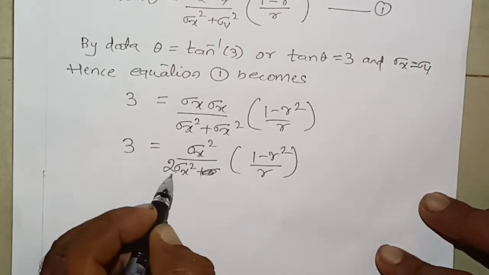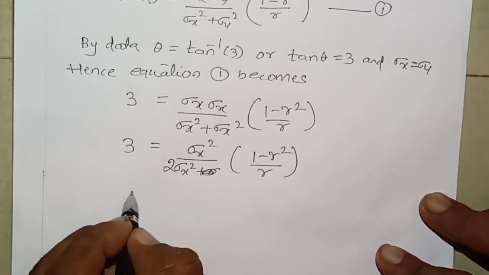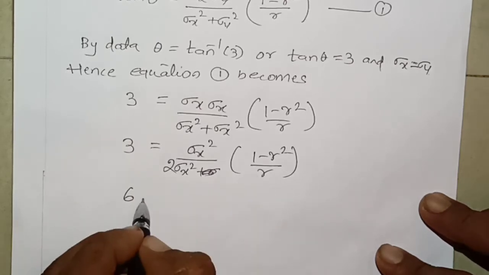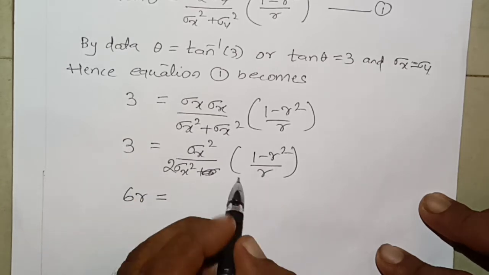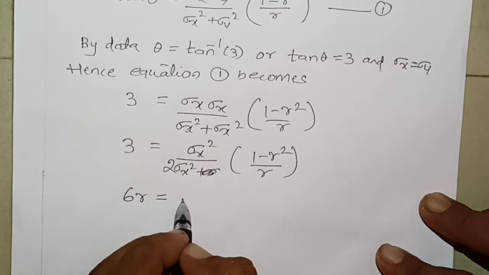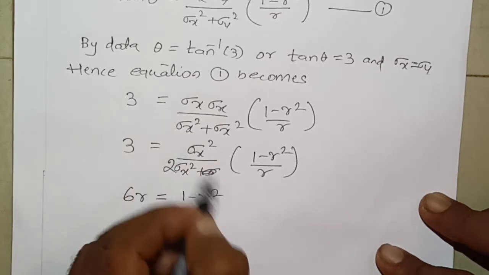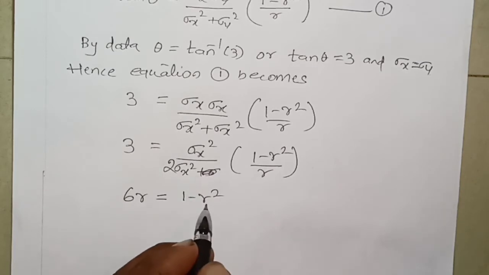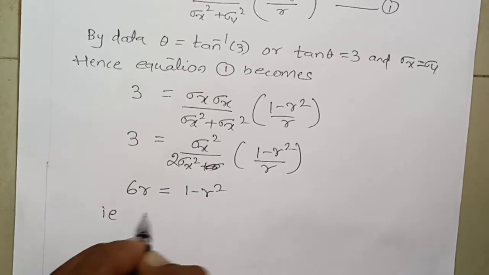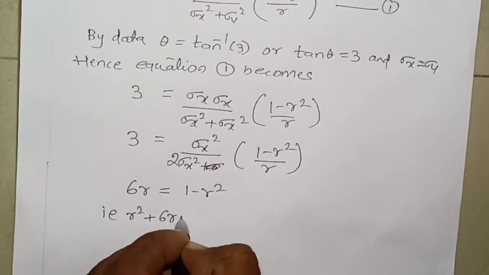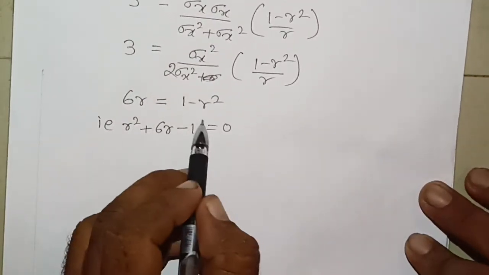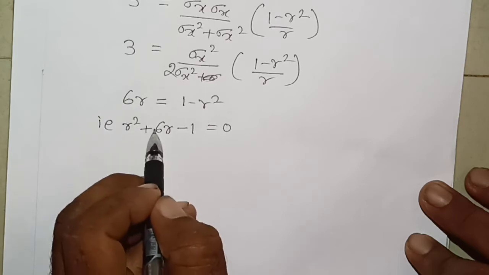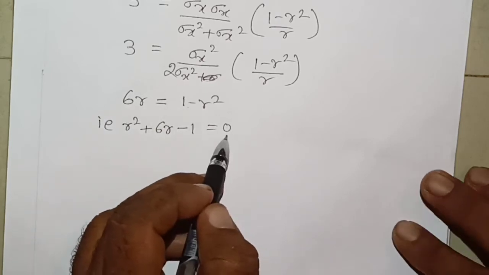Here 3 is there. Now cross multiply, 3 into 2 is 6, and this r, 6r is equal to 1 minus r square, this gets cancelled. So r square plus 6r minus 1 is equal to 0.